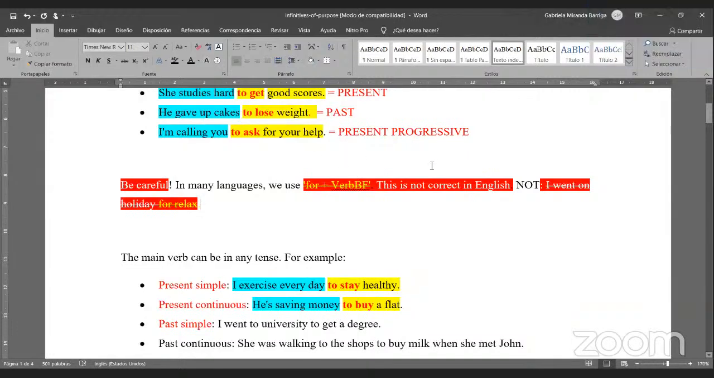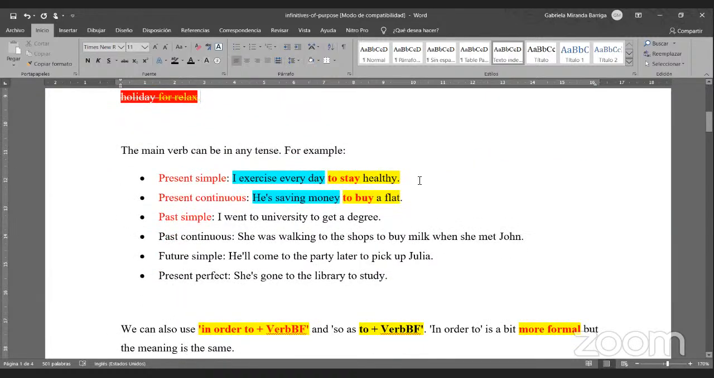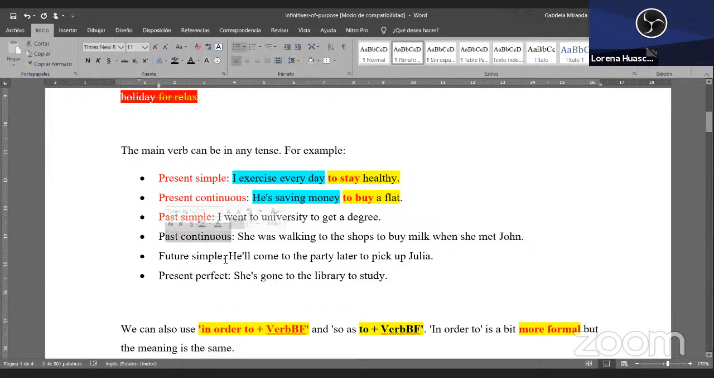Okay? So the other, or well, we have here more examples, but in different kinds of tenses: present continuous, simple past, past continuous, right? Future simple, we have this. He'll come, for example. Why? What's the reason? To the party later. But why? To pick up Julia. Okay, so to pick up is the infinitive, in future and past continuous, in all the tenses.